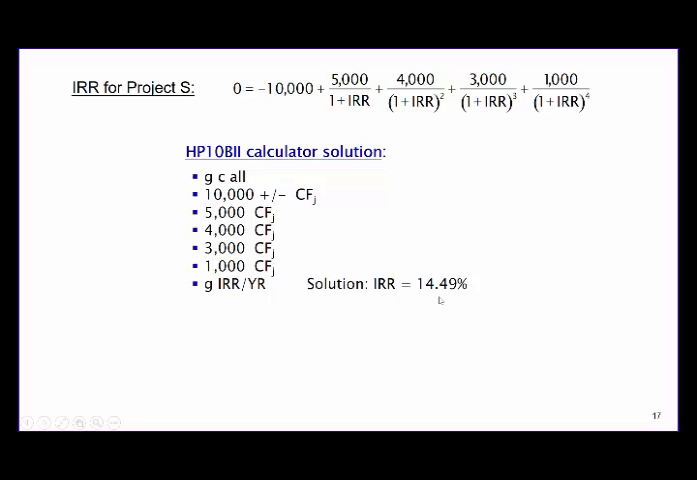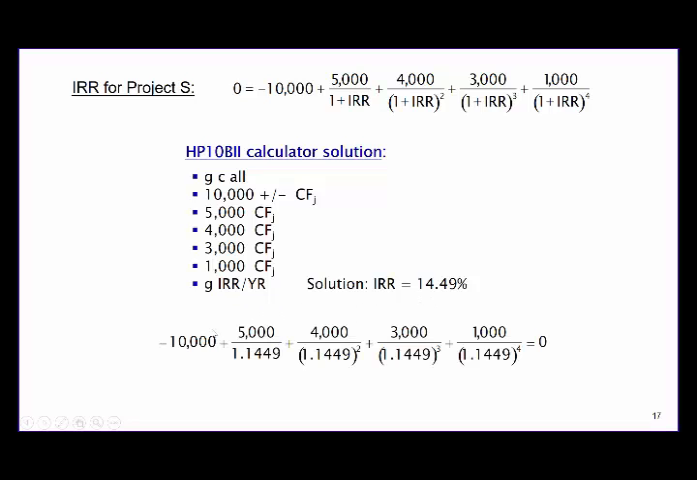You'll get 14.49%. And if you were to plug that in and do the math here, you'll get very, very close to 0. To get exactly 0, you'll need a lot more decimal places, but I don't want to fill your screen with decimal places. So that's the IRR, 14.5%. We'll round it up.